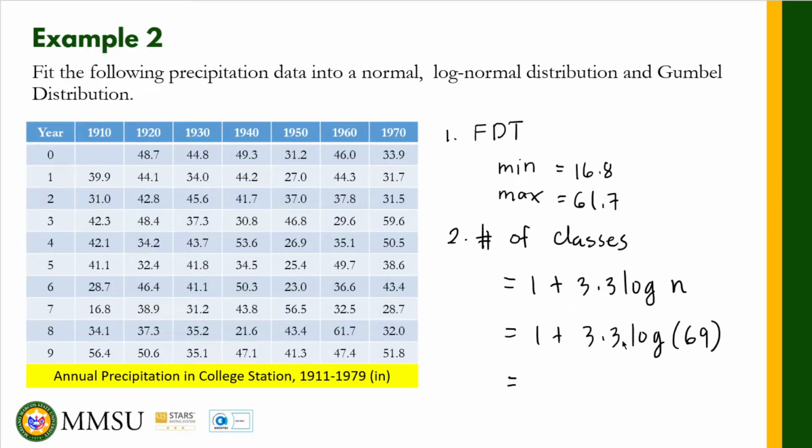1 plus 3.3 logarithm of 69 is just equal to, of course, for the number of classes, this one should be a whole number. Dapat whole number siya. So if it's in decimal form, we need to round up. Let us note in here, we have to round up. If this is 7 point something, we are going to round this up, so we have 8. So our number of classes should be equal to 8.